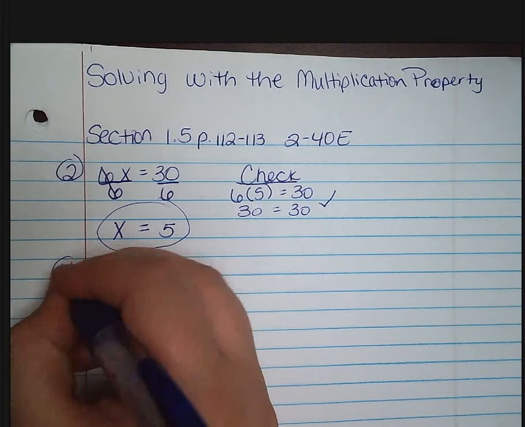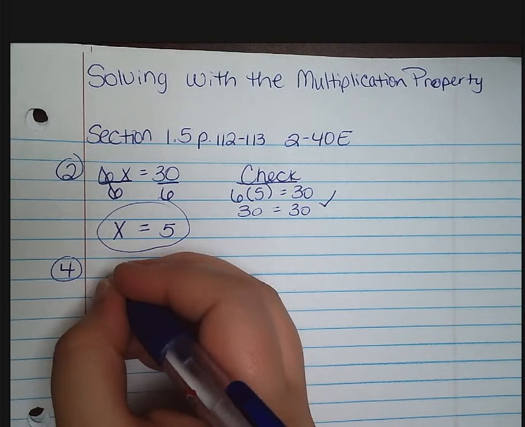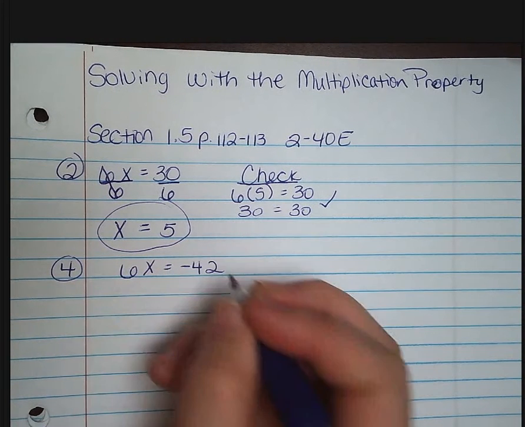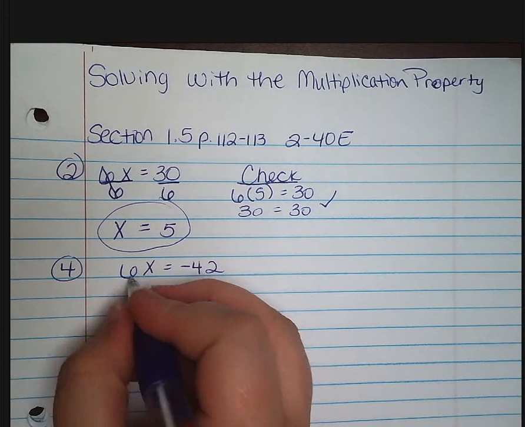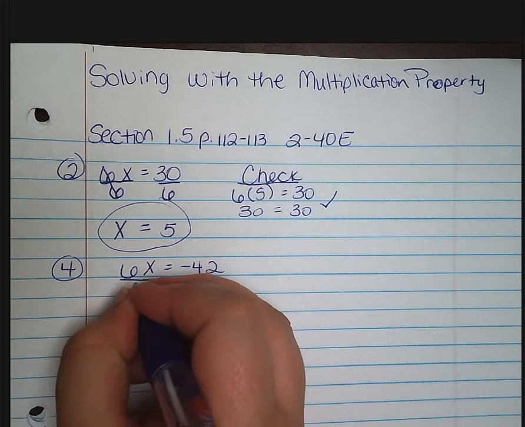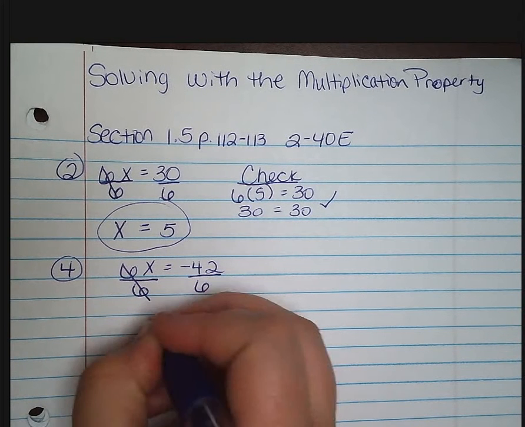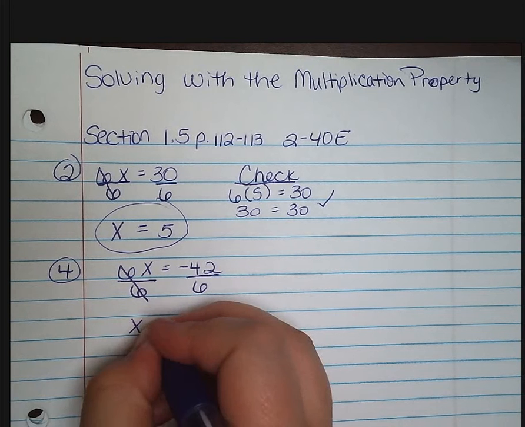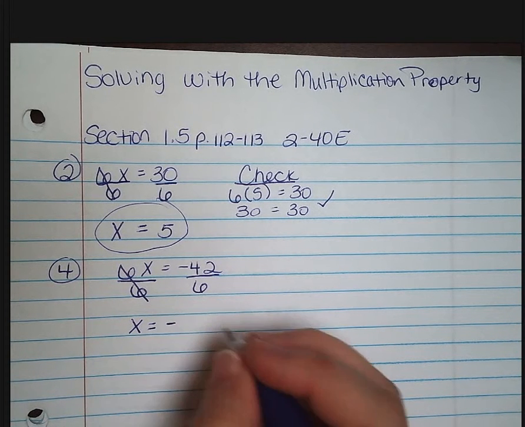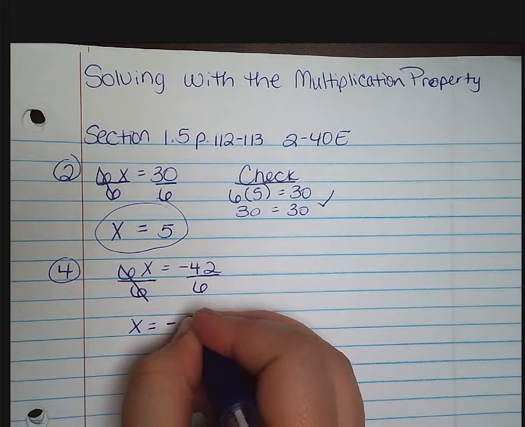On 4, we have 6x equals negative 42. Again, they're multiplying x by 6, so the opposite of multiplying would be to divide by 6. So we're left with x equals a negative number divided by a positive is going to give us a negative. 42 divided by 6 is 7.